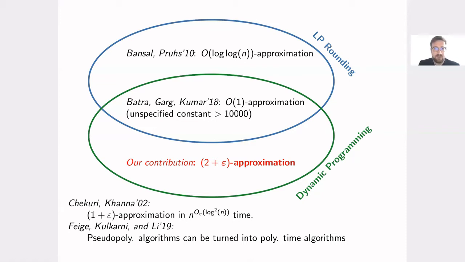The result by Feige et al. is, for example, only together with this, the algorithm by Bhattacharya and Kumar, and the algorithm by Chekuri and Khanna, and as well our algorithm, give truly polynomial running times.